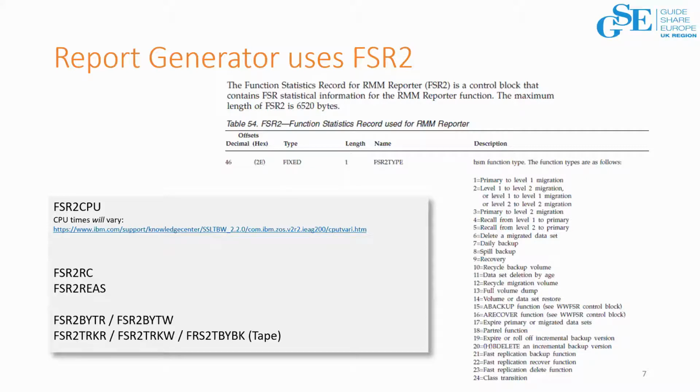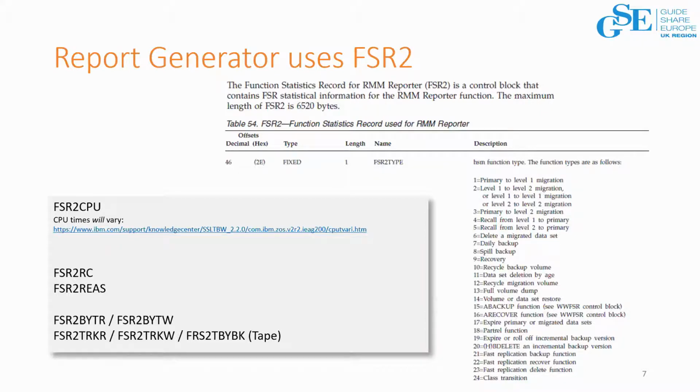FSR2CPU provides, obviously, the CPU time for the request, and the time is captured in hundredths of a second. It's important to note that the granularity of a hundredth of a second is actually too large for requests for smaller data sets. In these cases, you may see an FSR2CPU of 0. So you want to be careful when you use this field for analyzing trends; you want to use it for large data sets, and be careful for small data sets how you're using that information.